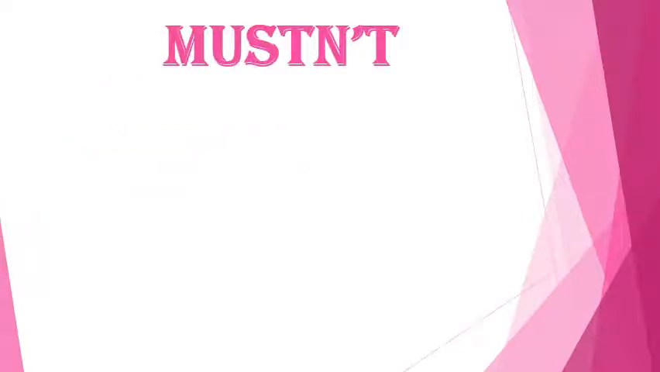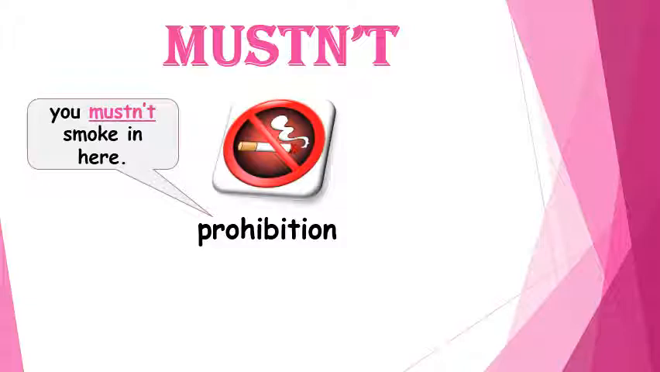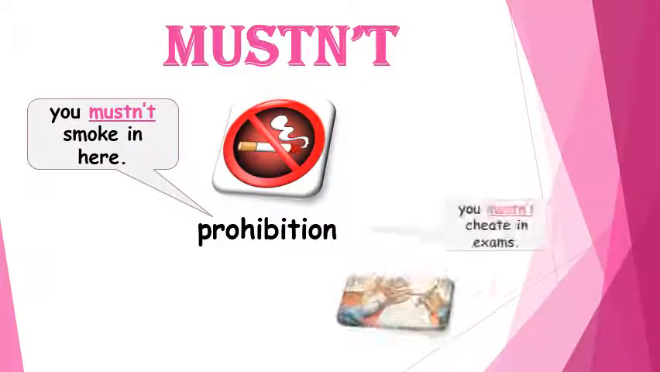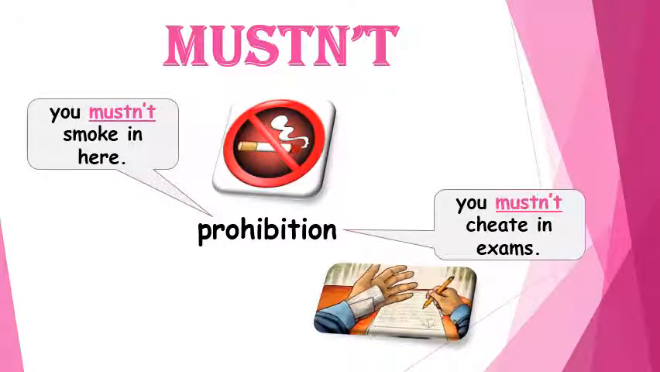Next model is mustn't. It means we put a negative form with must to express prohibitions. And prohibitions are what we call les interdits, الممنوعات. You mustn't smoke in here, sir. Imagine we are in a train, and the person brings the cigarettes inside the cabin. We tell him you mustn't smoke in here, sir. Or you mustn't cheat in the exam. C'est contre la loi. This is what we mean by prohibition.